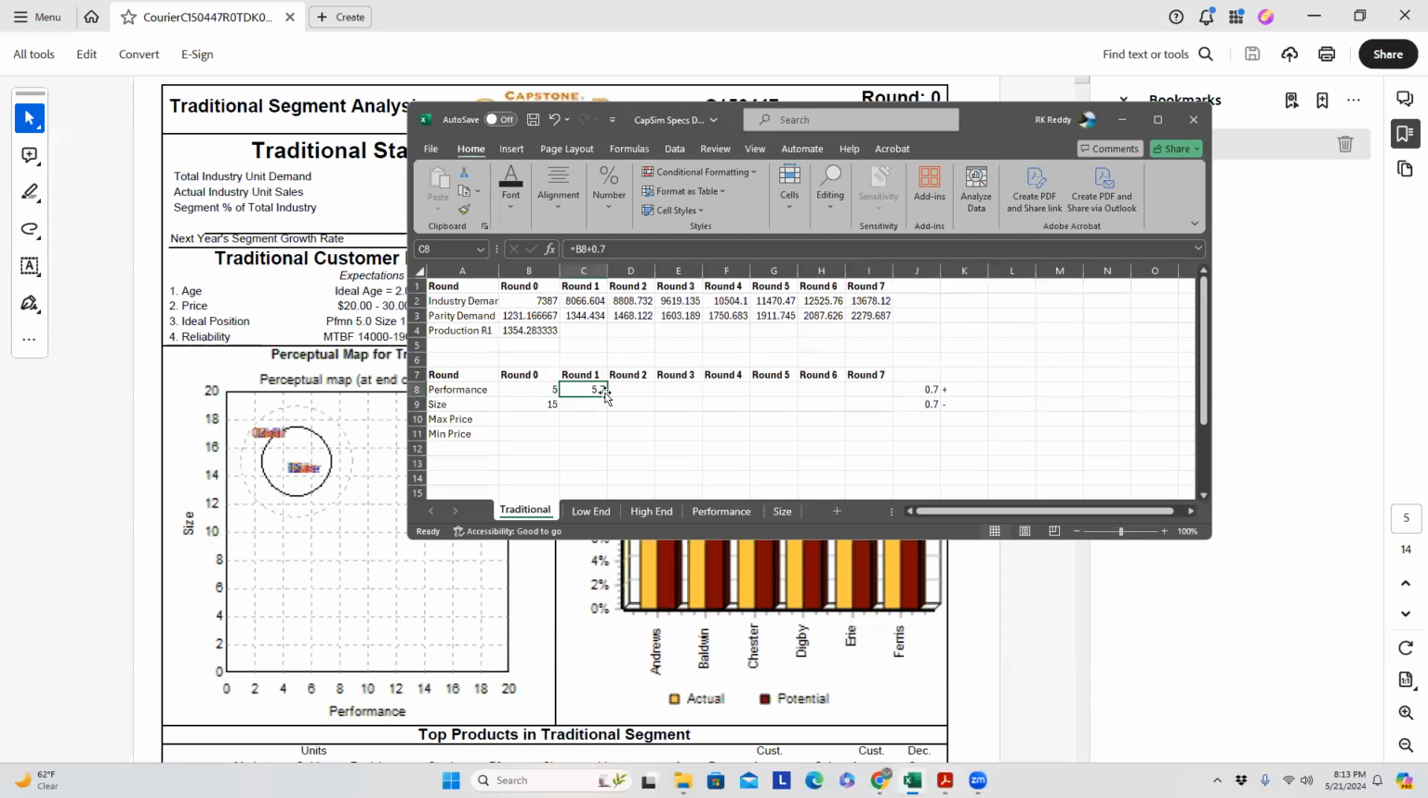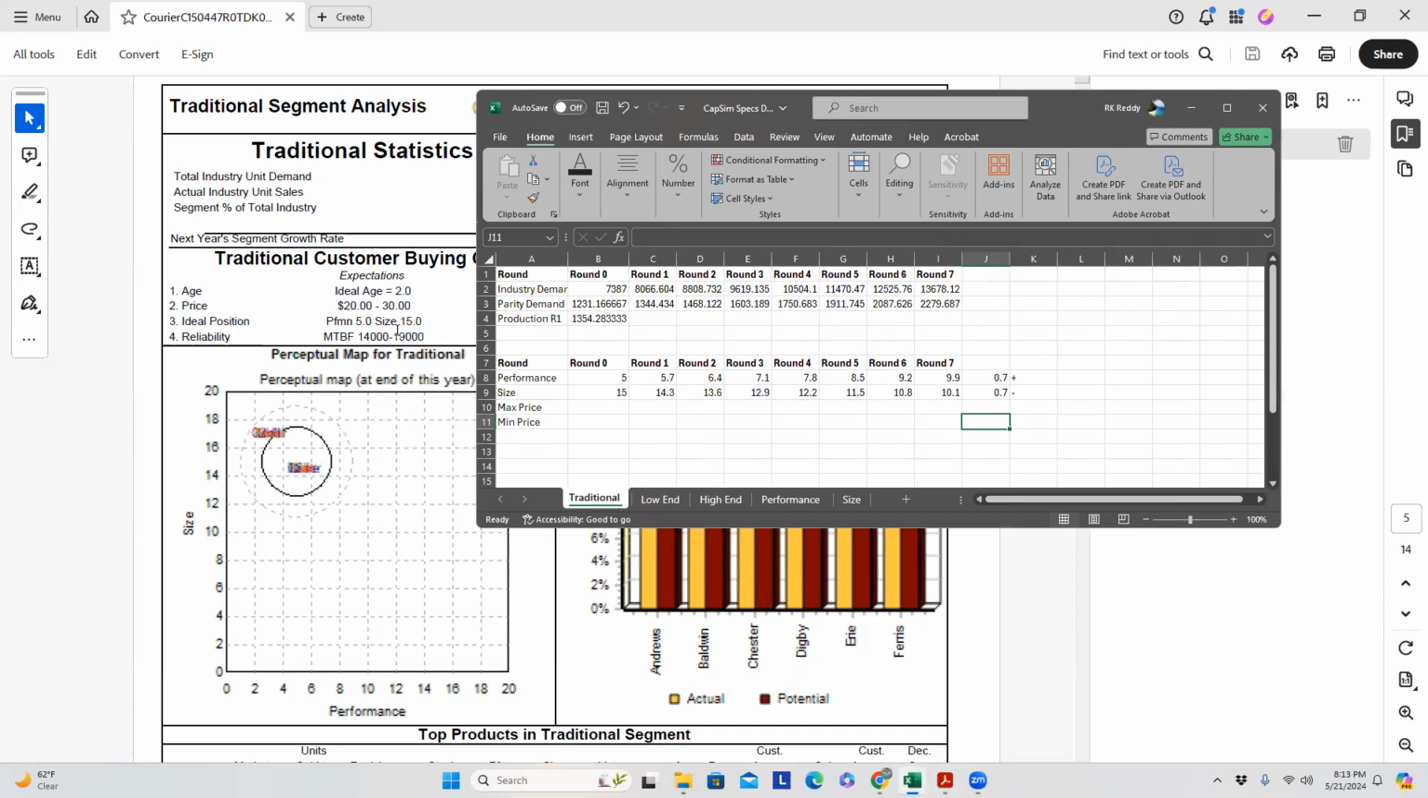Okay, by the end of the year, what they want for round two is 6.4 and so forth, as you see here. And the size, what they want is 15 minus 0.7. Do you see? This is what they want. Now you have the product configuration in terms of performance and size. As I told you, the age requirement does not change and mean time before failure does not change.